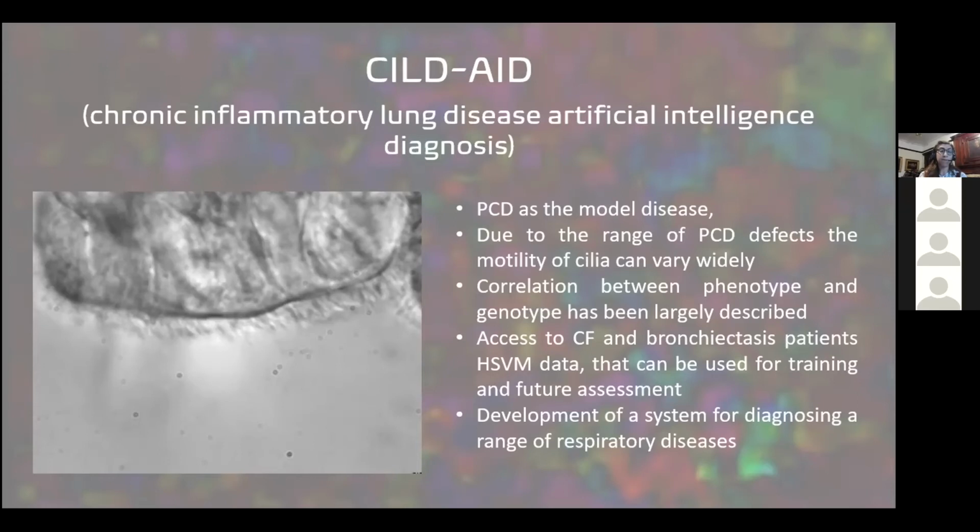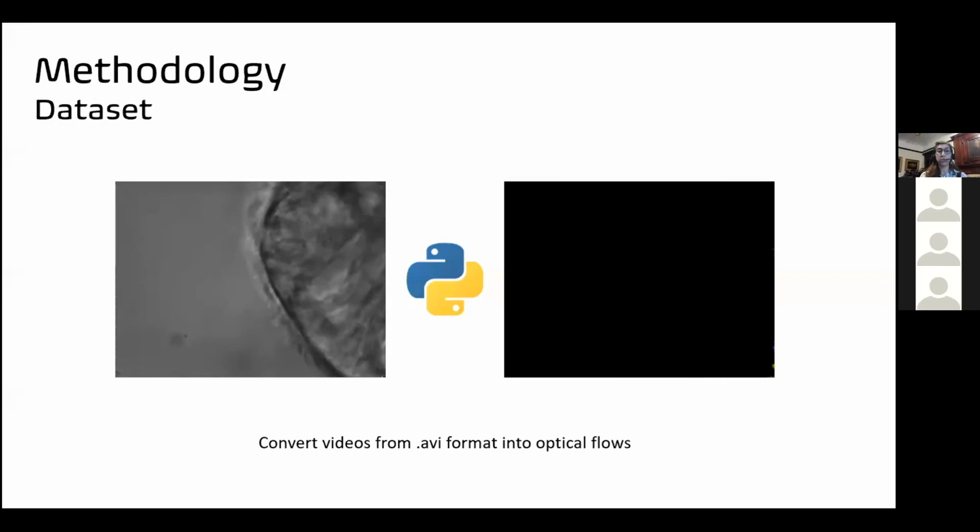We also have some patients, for instance CF patients or bronchiectasis patients, that have videos, and these can be used to train the machine as well, to see how different these videos are from the PCD ones and from a normal patient. We have this data, and it can also be used for future projects that we might be interested in, something else that we want to look at. And this is our new project now. So I'm going to show you how it works.